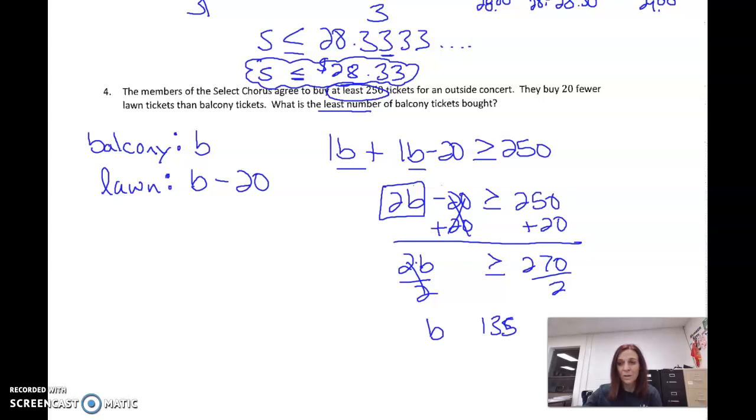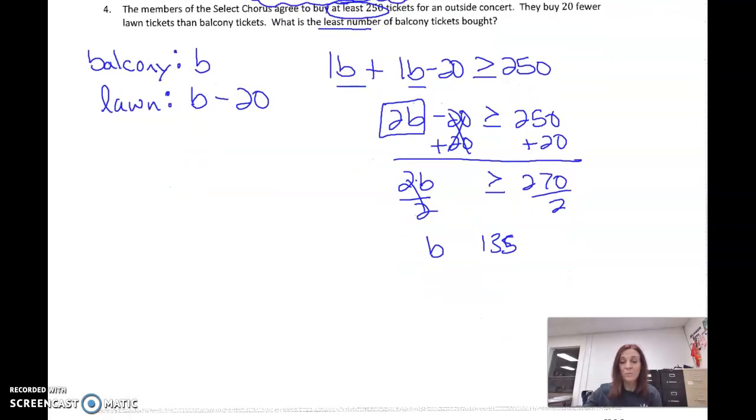Okay? So, yes or no question. Did I multiply or divide by a negative number? No? Bring our sign right down. Okay? I think you get the interpreting part, I hope. So balcony tickets, they have to buy at least 135, right? Number of tickets has to be greater than or equal to 135.